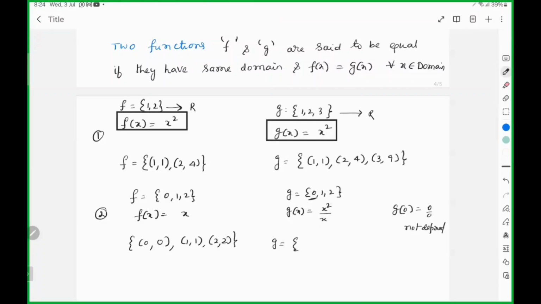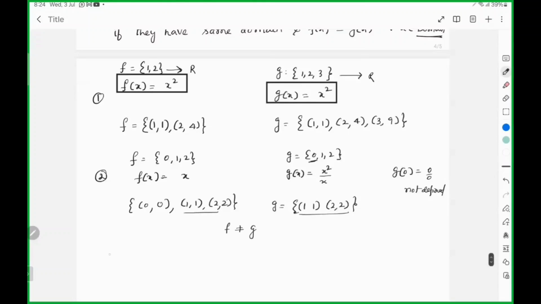So for g, if 0 is there, we cannot write g. If 0 is not there, I can say 1, 1, 2, 2. This part is common, even though the input set you have taken is the same. 0 is not in the domain. Since it is not defined for 0, they cannot be equal functions. So domain means that for those domain values the function must be defined. In this example, it is not defined for the input, so we can't compare the functions.